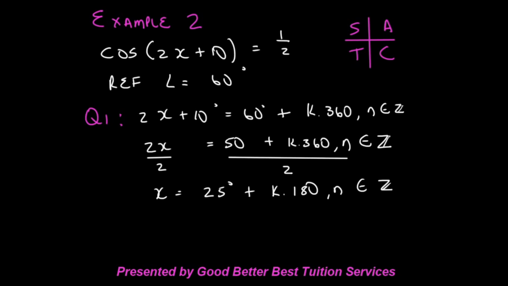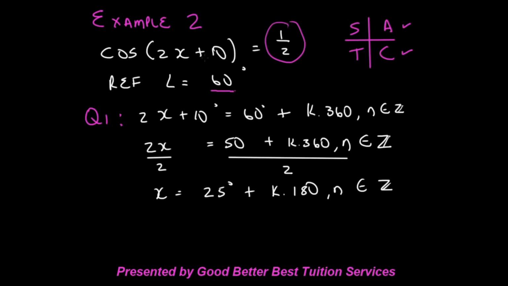Let's look at example 2. We have cos of 2x plus 10 is equal to a half. We need to shift cos and a half, and we find that our reference angle is 60 degrees. But we see that it's a positive number. A half is positive. Where is cos positive? In the first quadrant and the fourth quadrant. So those are the quadrants that we are going to use.